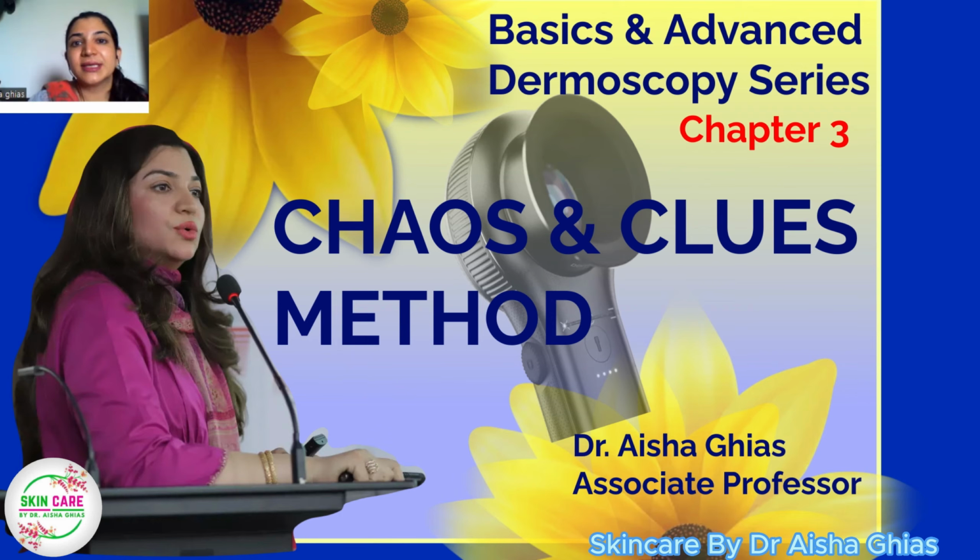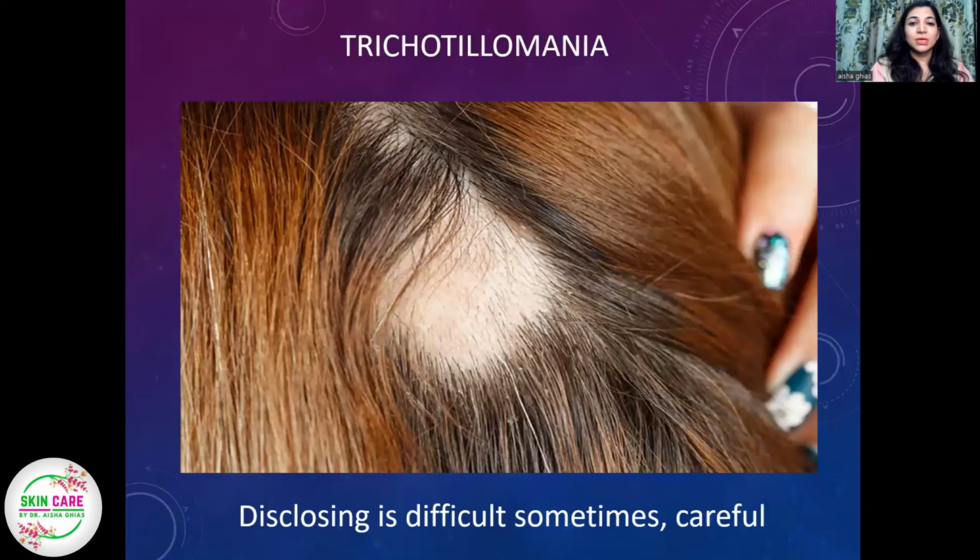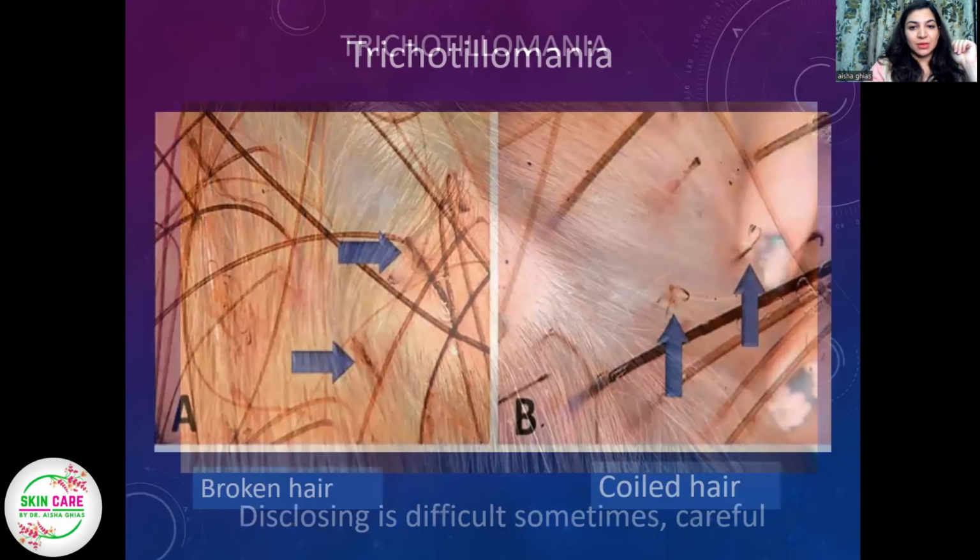And in chapter 3, as I promised earlier, we'll be discussing the chaos and clues method. This is one of the dermoscopic methods in diagnosing skin lesions. Similarly, a patch of hair loss, not always alopecia areata, but you suspect it because it was in an accessible area on the scalp, and probably the history is pointing towards the diagnosis. So you think maybe this is alopecia areata, or it might be trichotillomania. Some bizarre sort of patches are already there in the rest of the scalp, so the diagnosis becomes difficult.